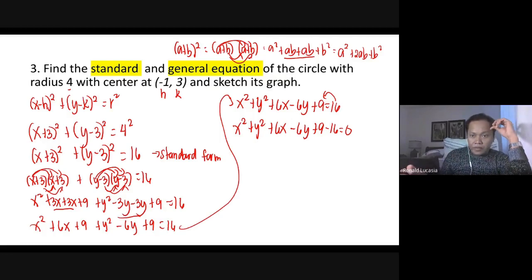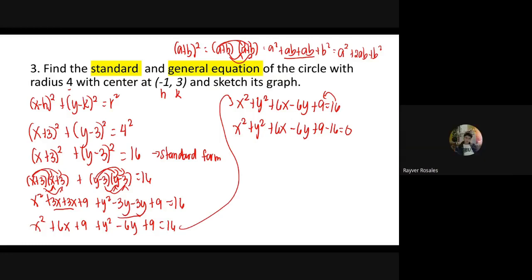Sir, pwede po bang dahan-dahan lang yung explanation kasi di ko rin po masyado magets eh. Bilisan kasi ko ulit, salamat po.